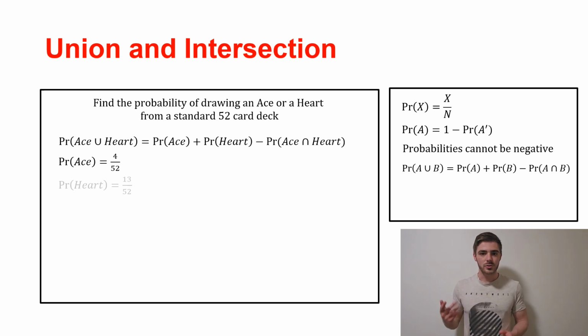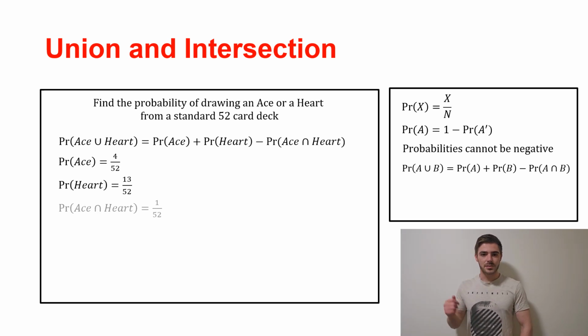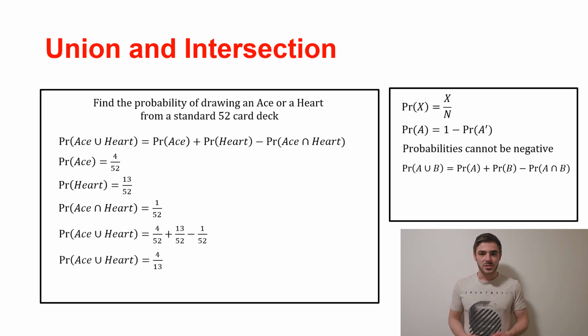Next, the probability of drawing a heart. There are 13 hearts in the deck and 52 total cards in that deck. So the probability of drawing a heart is going to be 13 divided by 52. Now for the intersection. There's only one card that is both an ace and a heart, and that is the ace of hearts. And so if there's only one card in that deck of 52, then the probability of drawing the ace of hearts is going to be 1 over 52. Now that we have all the terms, we're just going to sub into the equation and simplify. And that's going to give us an answer of 4 divided by 13.